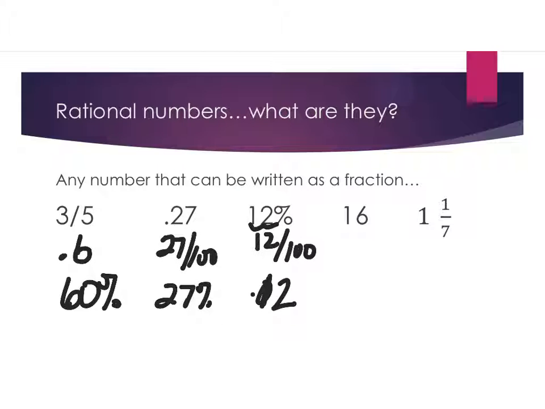16 can be written as a fraction, even though it's a whole number. It's 16 over 1. And in decimal form, it's 16, and it's 1600%. That's a big percent.